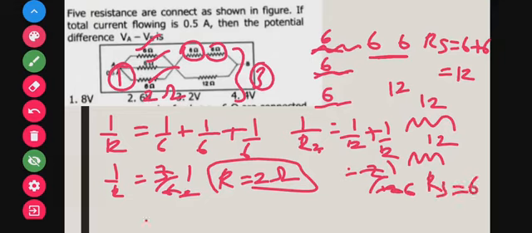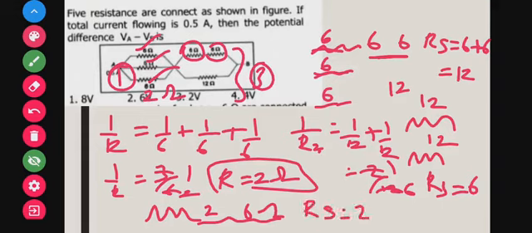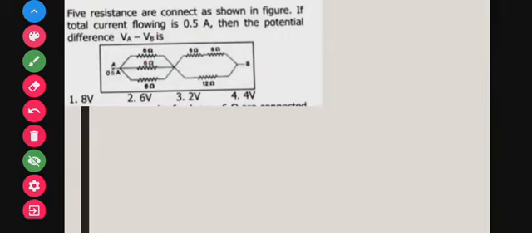Okay, so you have a 2 ohm here and a 6 ohm here. This 2 ohm and 6 ohm are in series. So Rs is equal to 2 plus 6, which is nothing but 8 ohm. So the total resistance you get is 8 ohm. Adding all these resistances, you are getting 8 ohm.